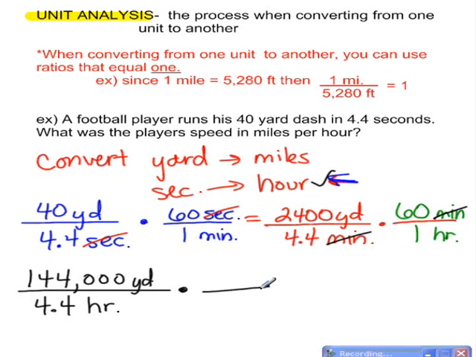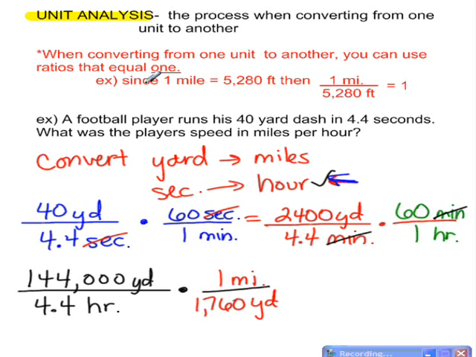What piece of information do you know about a mile and yards? I hope you can remember that there is 1,760 yards in 1 mile. So where should this go? Yards is up here. So that means my yards unit has to go down here with the appropriate information, which is 1,760. And that is 1 mile up top.